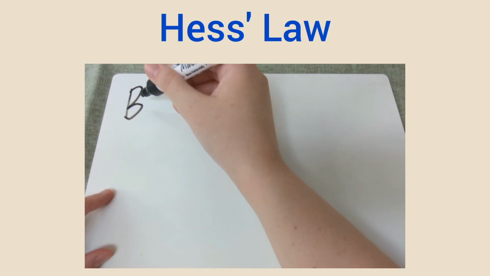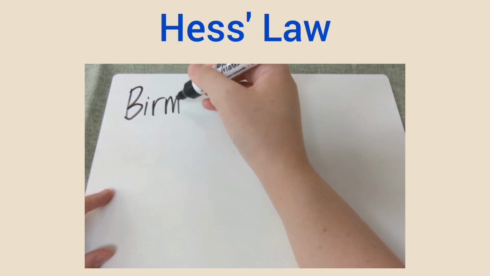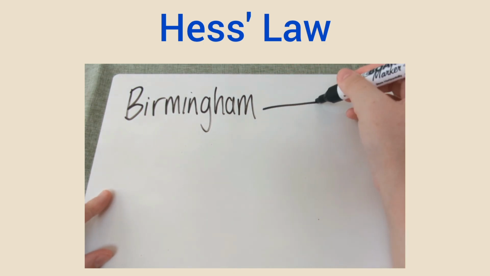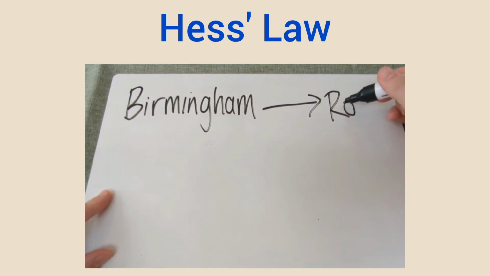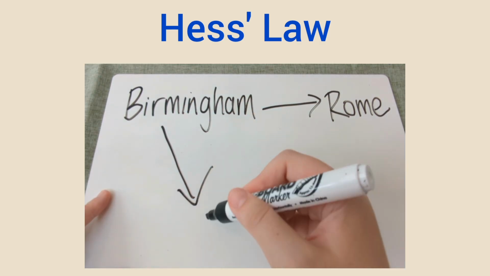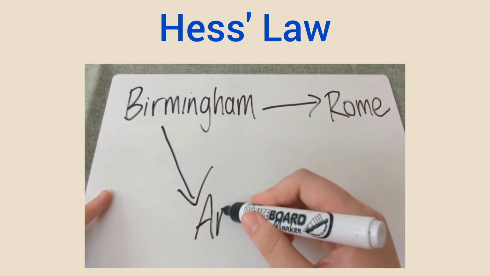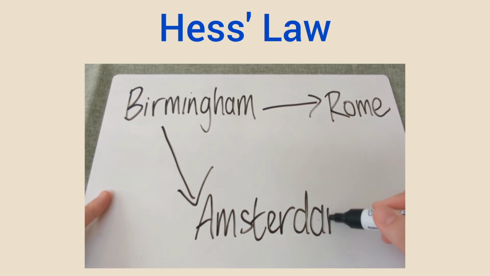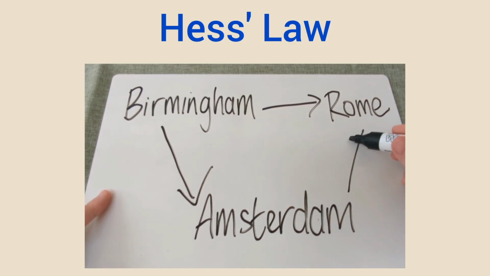Imagine you want to fly from Birmingham to Rome. You can get a direct flight, and this is your direct route. We can call this route 1. Or you can go via Amsterdam and get a connecting flight. This would be your indirect route, and we can call it route 2. Although the routes are different, we're still starting in Birmingham and finishing in Rome in both routes.